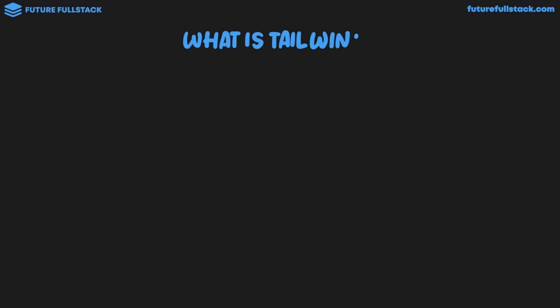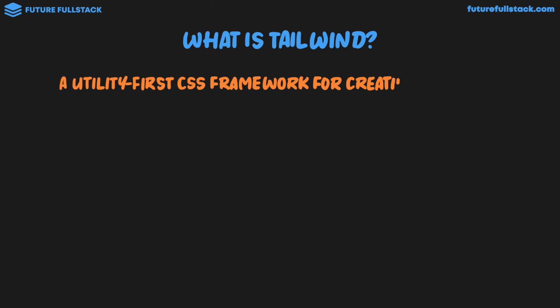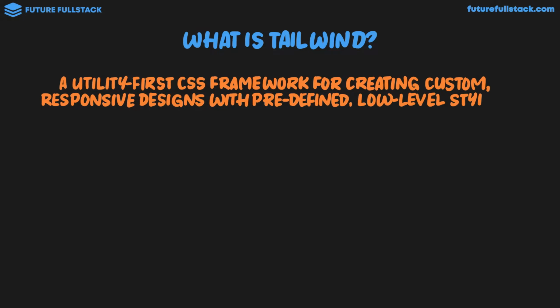So what is Tailwind? Tailwind is a utility-first CSS framework for creating custom responsive designs with predefined low-level styles. So let's look at some keywords here. Utility first is the core philosophy of Tailwind, where utilities form the foundation of the framework. This is different to Bootstrap we looked at earlier, which is where components form the foundation of the framework.